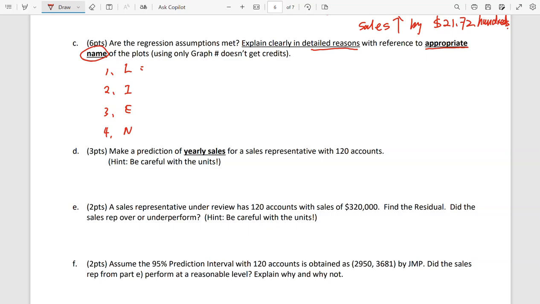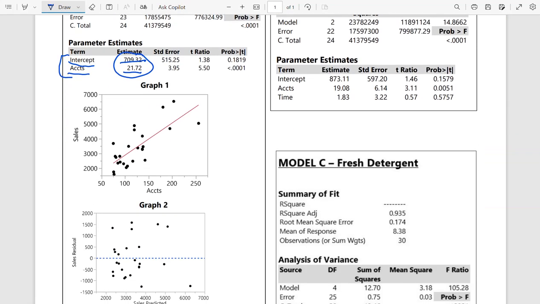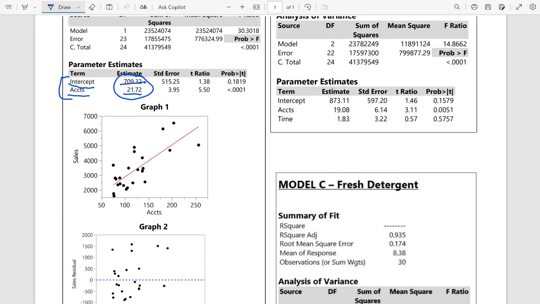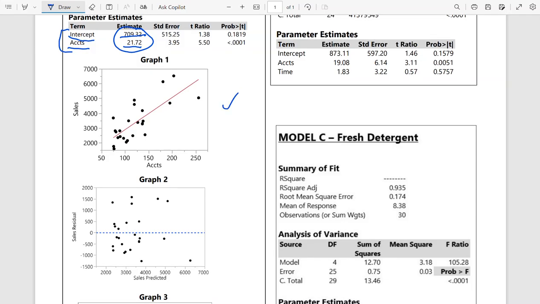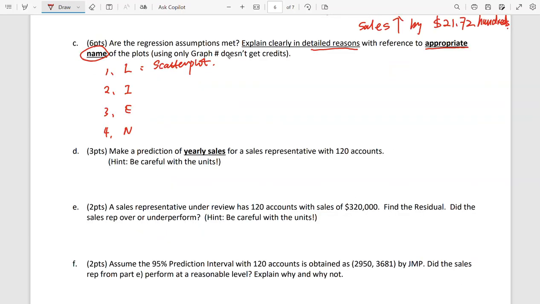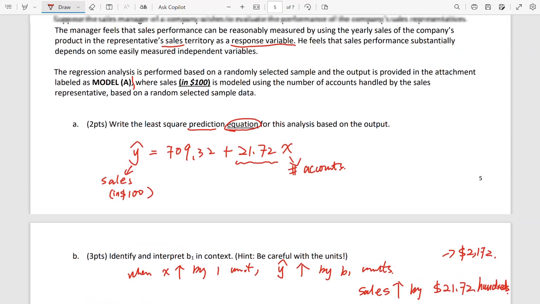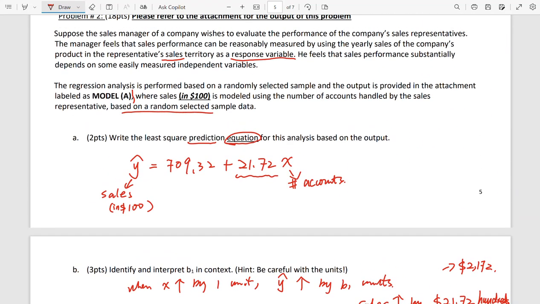So for the linearity assumption, how can you check it? We look at the scatter plot, right? Okay, so now which graph is the scatter plot? The first one, right? The scatter plot should be x versus y. Does it have a linear relationship? Yes, right? So then, yes, it has a linear relationship. Okay, so then independence. That means we need to check whether the sample is randomly selected. It is based on a randomly selected sample, right?